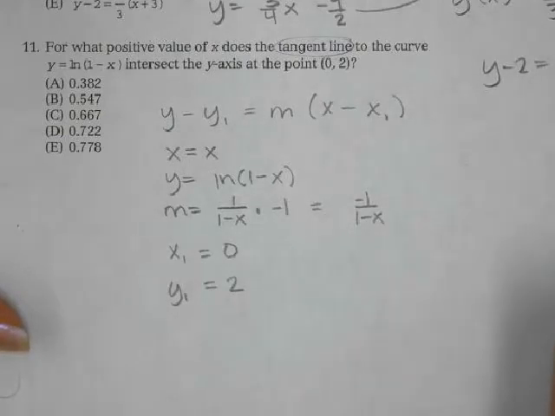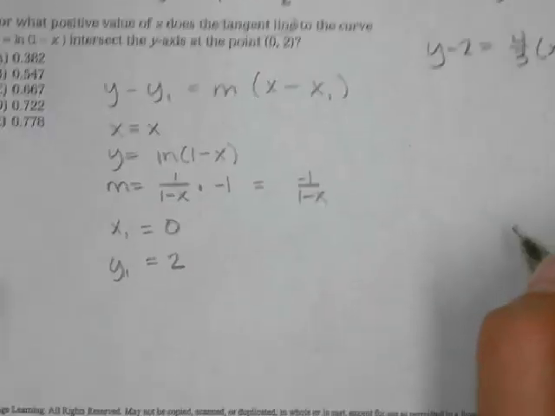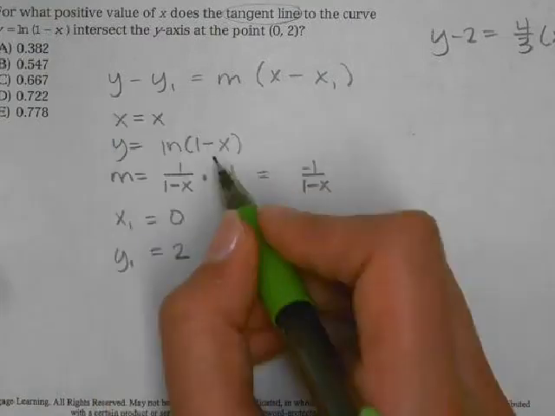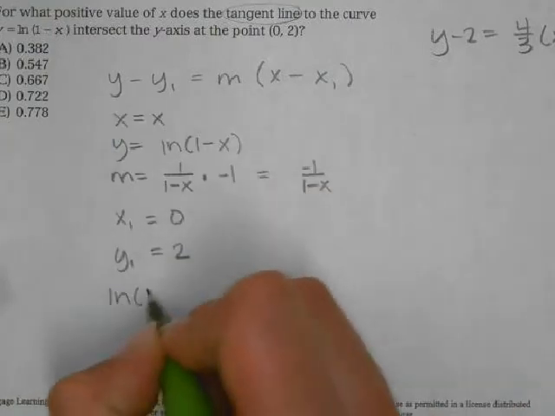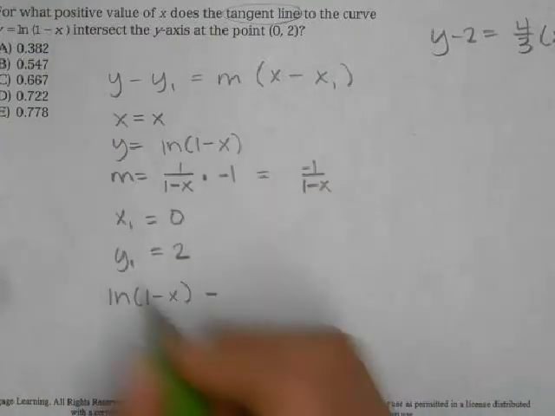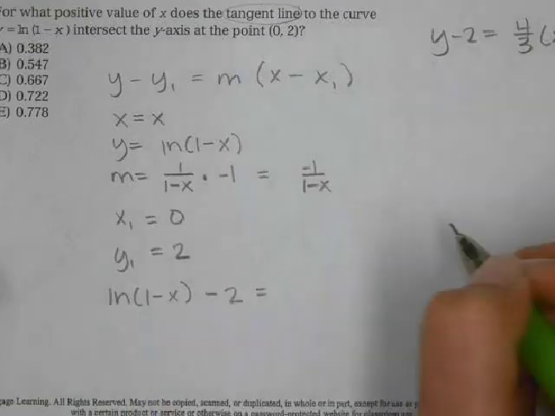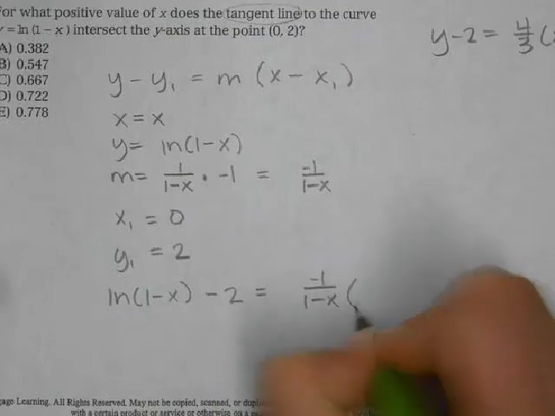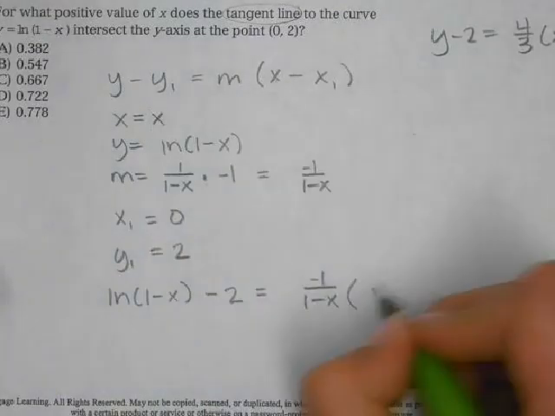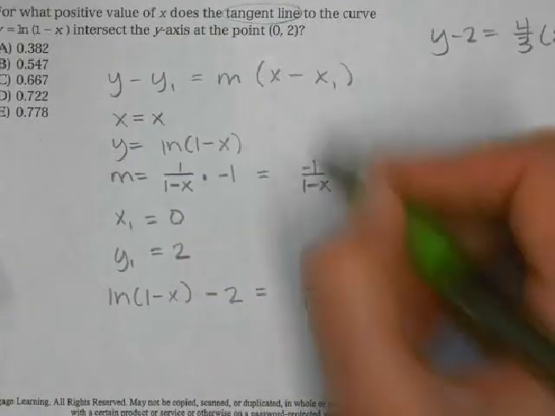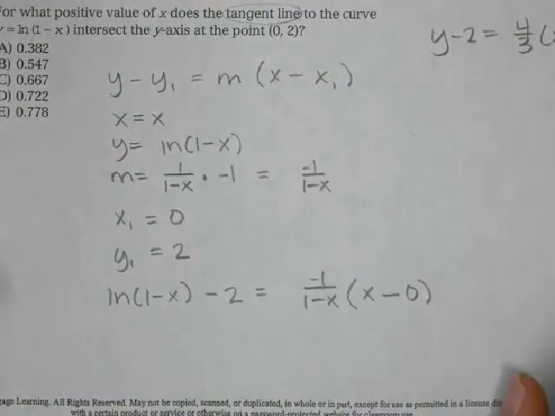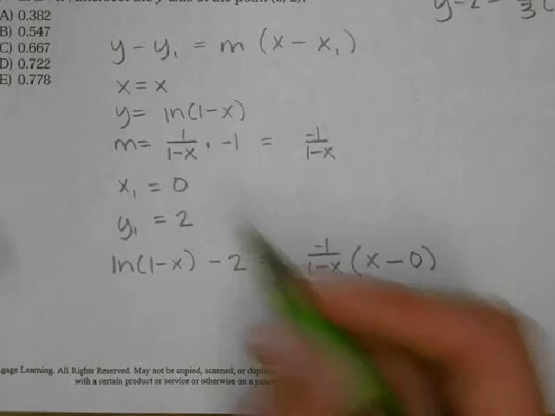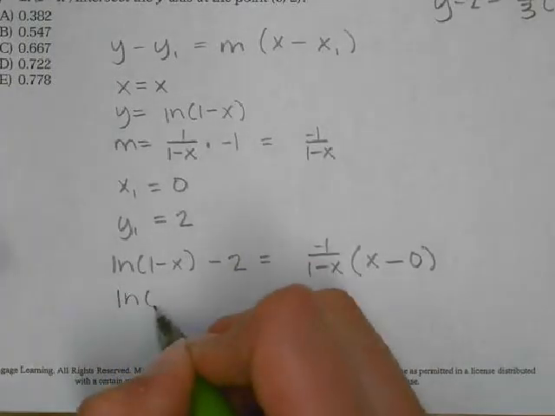All right, so once you plug all of that in, you have the y value, ln of 1 minus x, minus y1, which is 2, equals the slope, which is -1 over 1 minus x, times x minus x1, which is 0. And all I did is I just cleaned it up a little bit. I left this side the same.